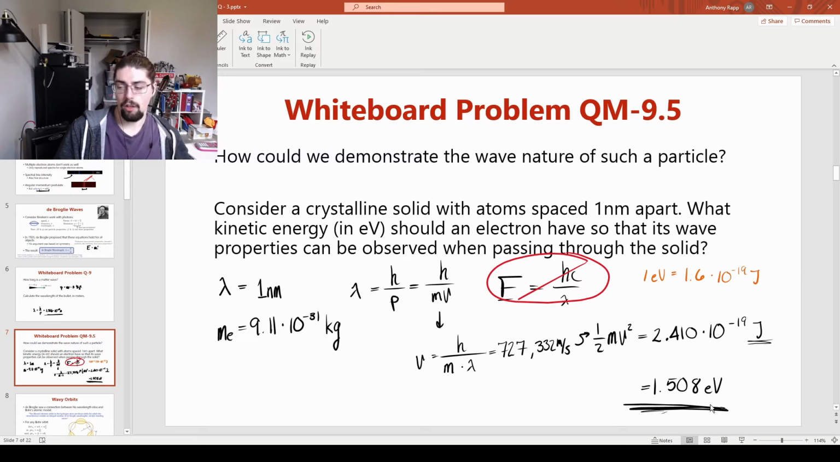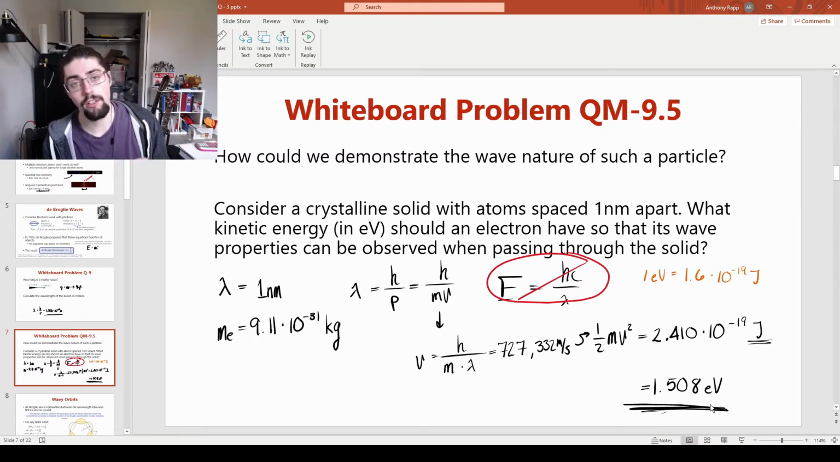But a fun part about this number is you probably don't have a good idea of what 1 electron volt is. But basically what this is telling you is that this amount of energy, I know it looks really, really fast. 727,000 meters per second is really, really fast. But you could do this and more with a simple 9-volt battery. In fact, this 1.508 electron volts, if you could take one single electron and you hooked up a standard AA battery, you could generate this kind of speed from that electron.